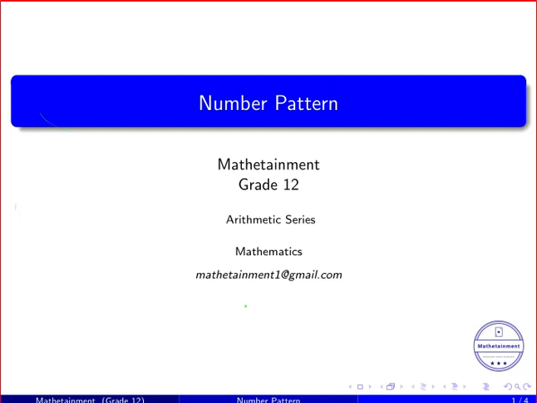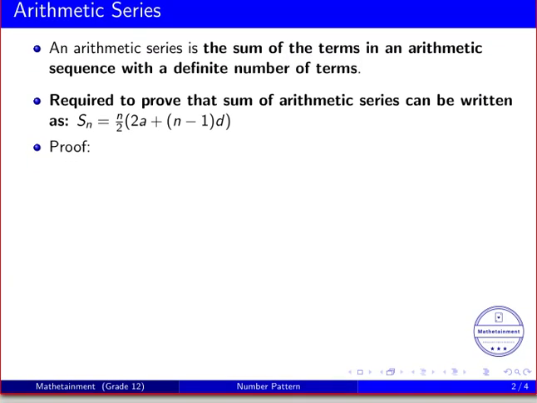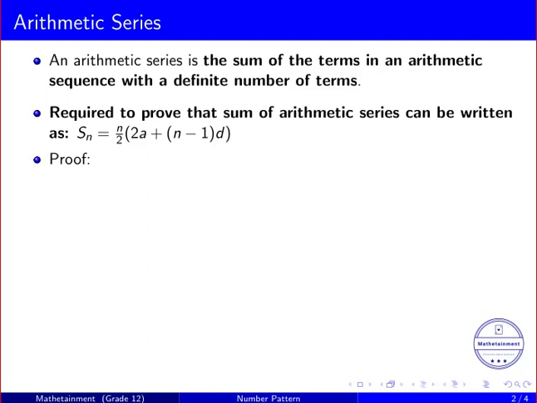Our lesson for today is still based on number patterns, but we will be doing arithmetic series. What is an arithmetic series? An arithmetic series is the sum of the terms in an arithmetic sequence with a definite number of terms. Here we are required to prove that the sum of an arithmetic series can be written as follows. In fact, Sn is equal to n over 2 all multiplied by 2a plus (n minus 1) times d. So let us prove this, guys.